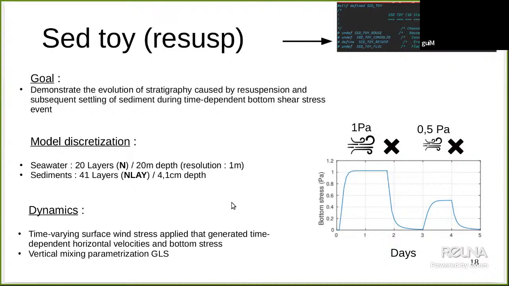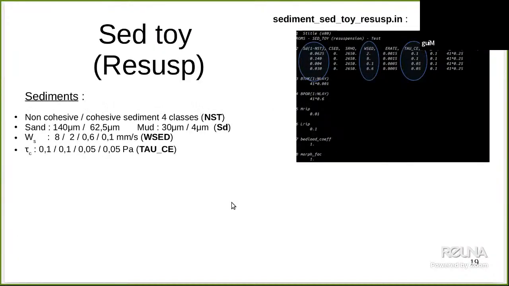So what does it mean? Sorry. Before, I only talked about the classes remaining here on the bed sediment. So we are using here non-cohesive and cohesive sediment. The first line here means that we are using sand classes, and the second line means that we are using mud. We also have different settling velocity, as you can see, and also different critical shear stress for erosion.